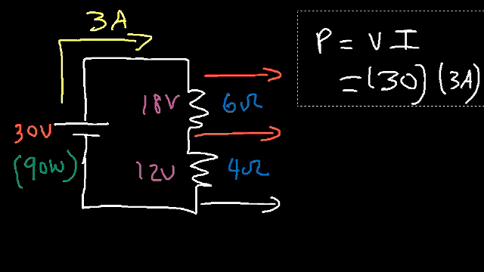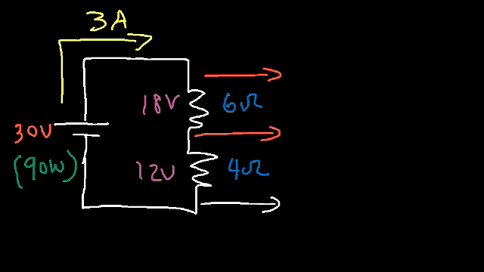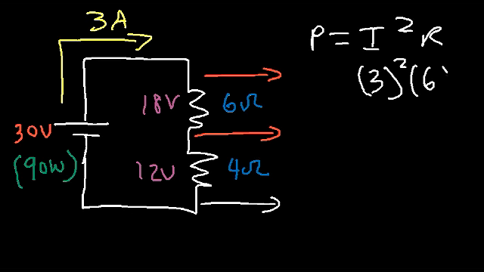Now what about the 6 ohm resistor? How much power does it absorb? Let's use the second form of the equation. P is equal to I squared R. So the current that flows through the 6 ohm resistor is 3 amps. So 3 squared times the resistance of 6. 3 squared is 9. That's 3 times 3. And 9 times 6 is 54. So the 6 ohm resistor absorbs 54 watts of power.